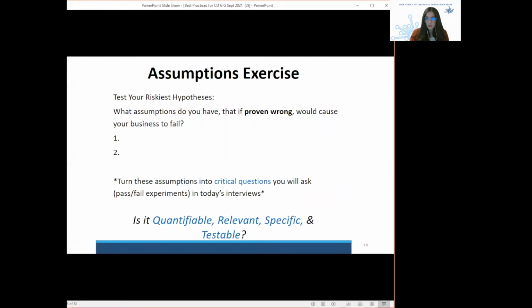If you need to pause the video to take some time to do that, please do so. But this is a list that you can save and look at when you prepare your questions for interviews. Think of how you can turn each of those assumptions into questions to ask customers. Don't be afraid to test the hard things first.